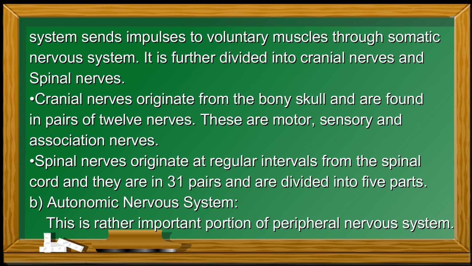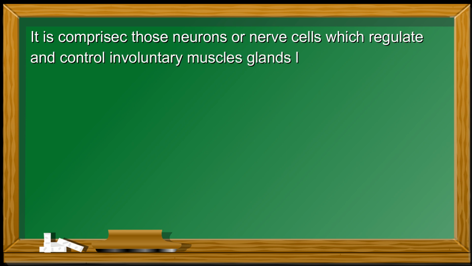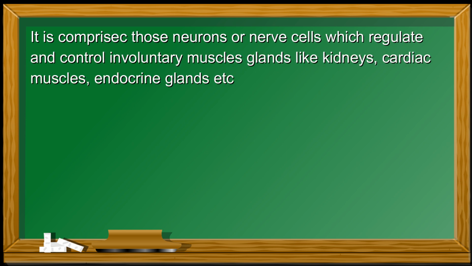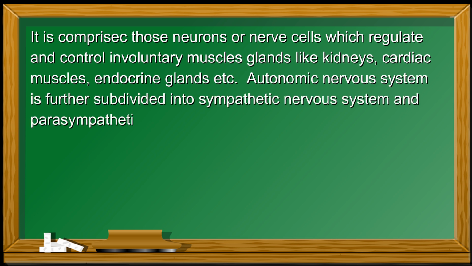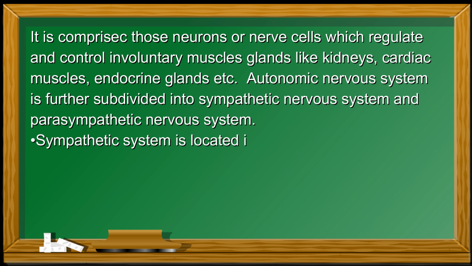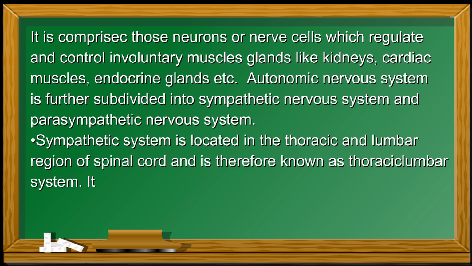This is a rather important portion of the peripheral nervous system. It comprises those neurons or nerve cells which regulate and control involuntary muscles and glands like kidneys, cardiac muscles, endocrine glands, etc. The autonomic nervous system is further subdivided into the sympathetic nervous system and the parasympathetic nervous system.